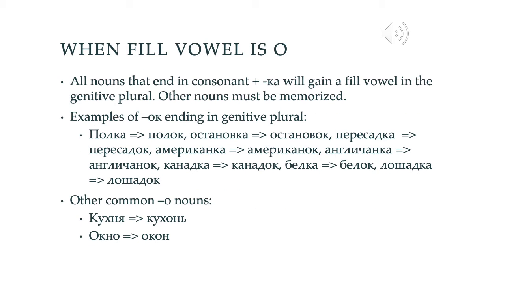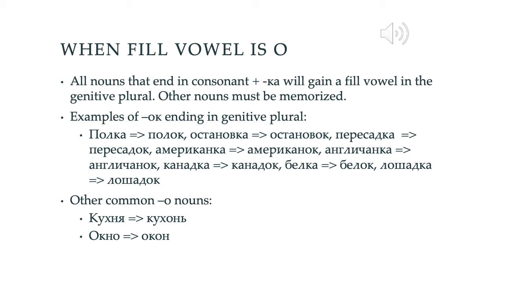Let's look at some examples of when the fill vowel is an o. And first of all, remember that all nouns that end in a consonant plus ka will gain a fill vowel in the genitive plural. And then there are other nouns that will gain a fill vowel in the genitive plural, but those have to be memorized on a case-by-case basis, unfortunately. Let's look at some examples of this ok ending in the genitive plural, where you have consonant plus ka in the nominative singular, and it's going to become consonant plus ok in the genitive plural.